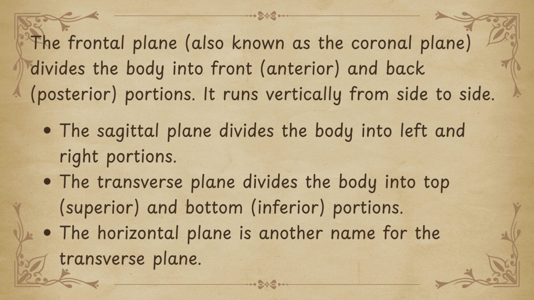The frontal plane, also known as the coronal plane, divides the body into front anterior and back posterior portions. It runs vertically from side to side. The sagittal plane divides the body into left and right portions. The transverse plane divides the body into top superior and bottom inferior portions. The horizontal plane is another name for the transverse plane.